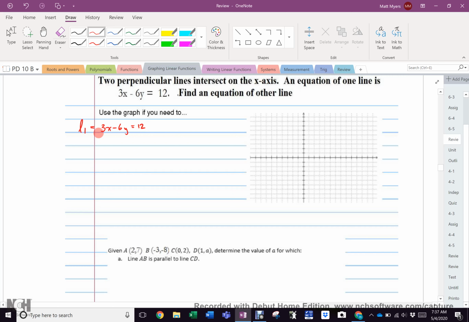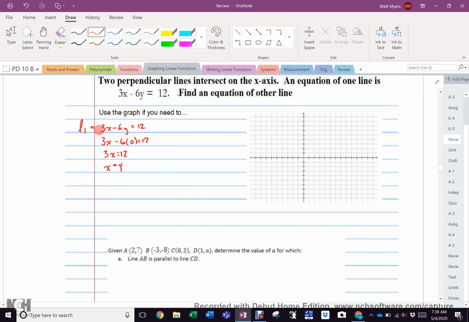intercept. So line 1, 3x minus 6 times 0 equals 12. 3x equals 12, so x equals 4. So that is the x-intercept of line 1. Line 1 is also perpendicular to line 2.